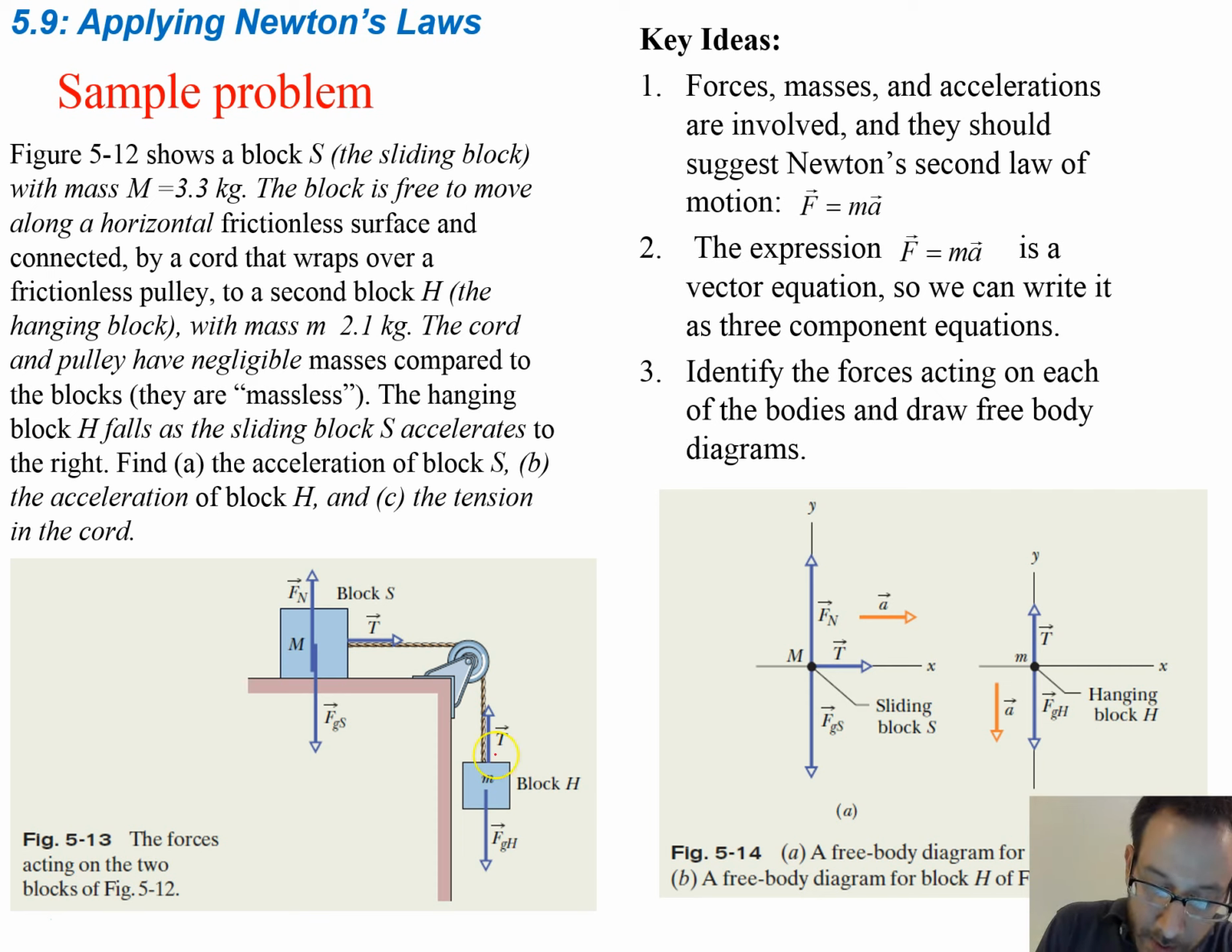All right, so our hanging block is going to be pulling down, which is going to cause our block up here to slide over to the right. And since there's no friction, there's nothing impeding the block up here from doing that. All right, so find a, the acceleration of block S, and the acceleration of block H, and then also the tension in the cord.